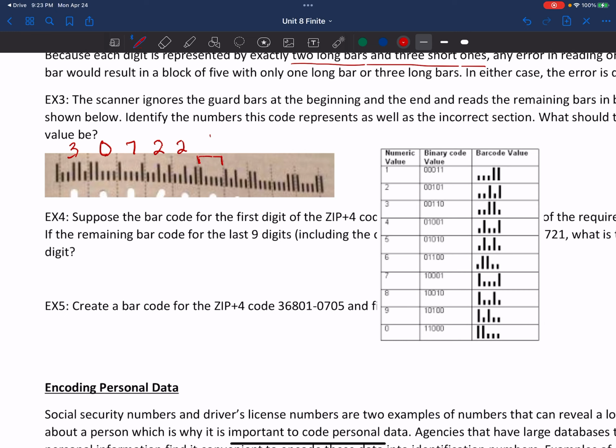Tall, short, short, short, short. Right here is a problem. Only 1 tall. Okay, so that's my error that I have. And let's go ahead and finish the rest. So tall, short, tall, short, short. So that's 9. Tall, tall, short, short, short. That's 0. Short, short, short, tall, tall. That's going to be 1. And then tall, short, short, short, tall. That's 7. Okay. So 30722, something, 9017.